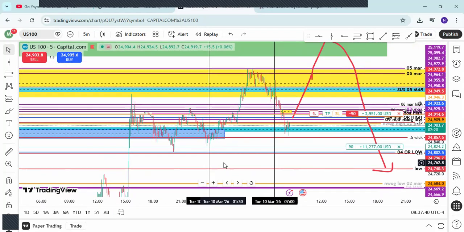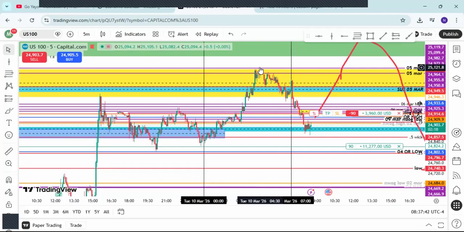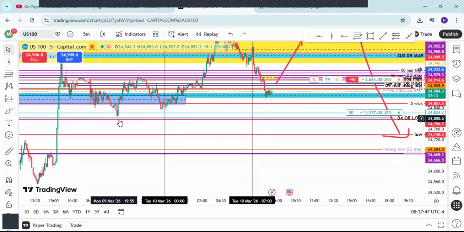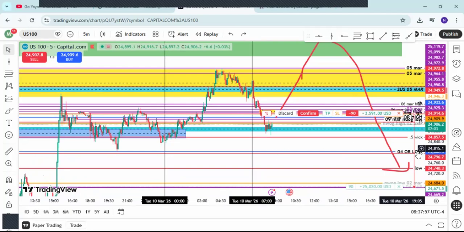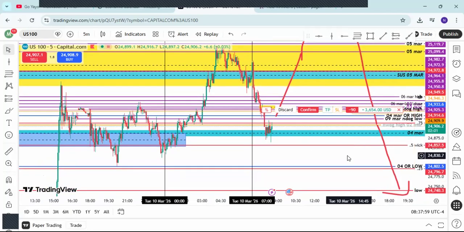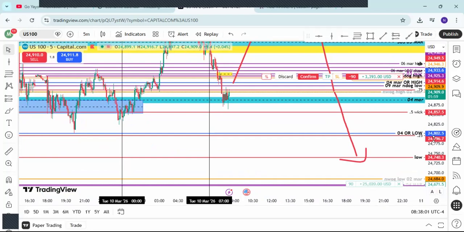So far we opened here, went higher. We're coming back like that now. So this is Asian sell side here, resting here. Okay. So we're going to wait and see what it gives us.